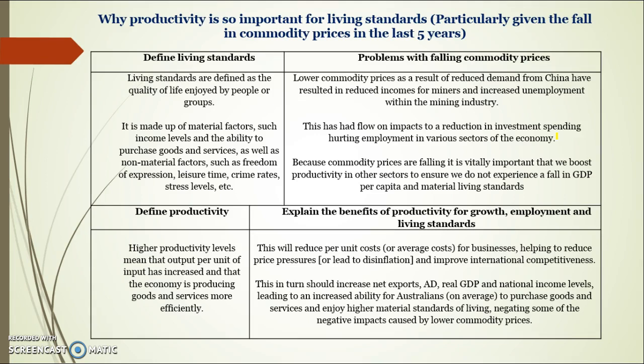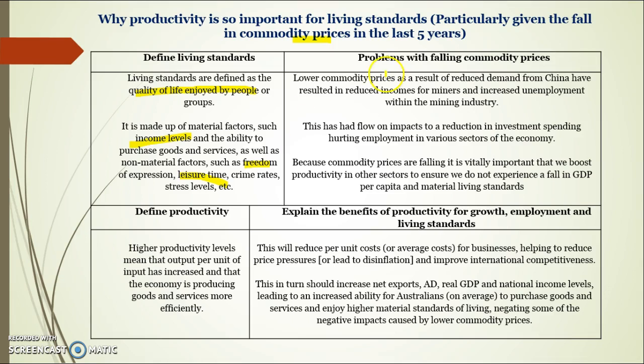Last question: why is productivity growth so important for Australia at the moment, particularly given the fall in commodity prices? So the question was, why is productivity important for living standards, particularly given the fall in commodity prices in the last 5 years? For a question like this, any question on living standards, try and define that. So living standards are defined by the quality of life enjoyed by groups of people. They're made up of material factors, which is dependent on GDP per capita or income levels, as well as other quality of life factors like freedom, leisure time, crime rates, etc. So make sure you define living standards in detail.